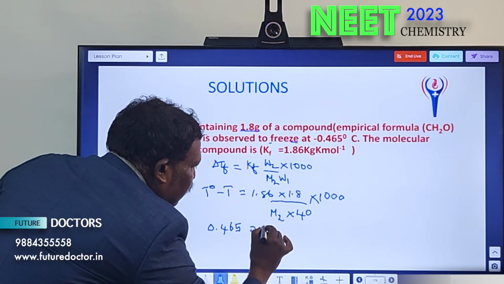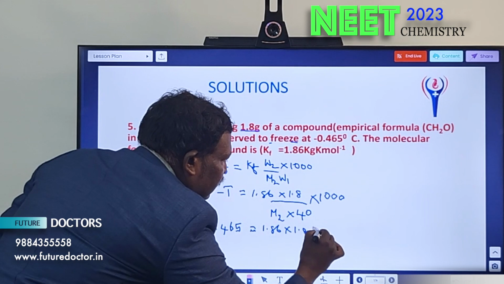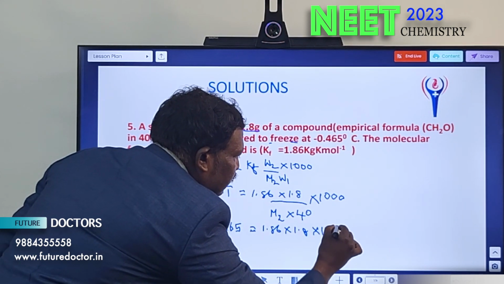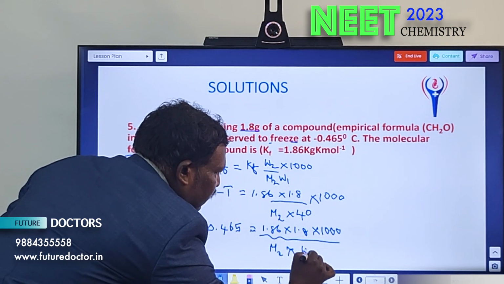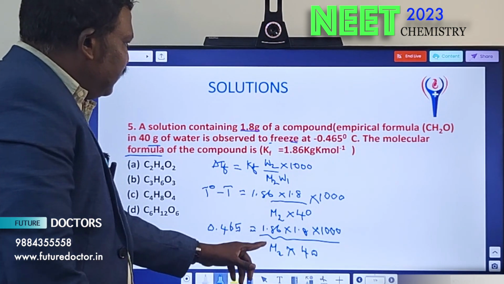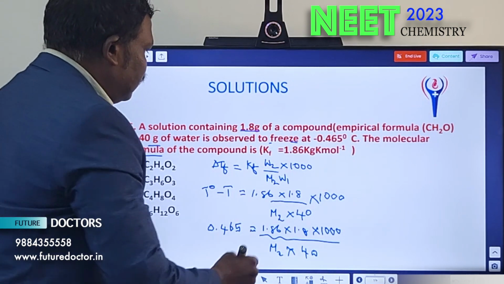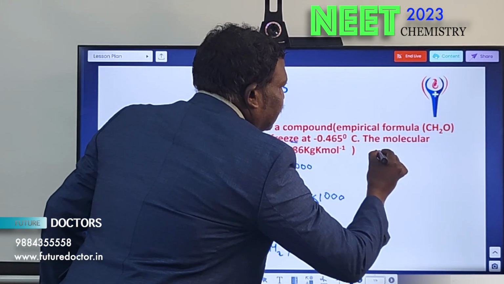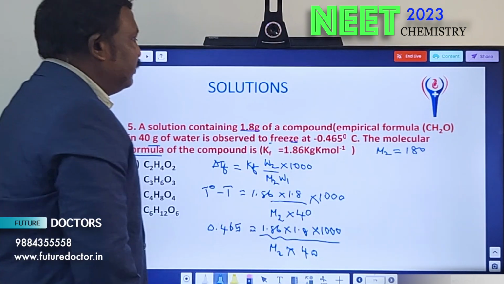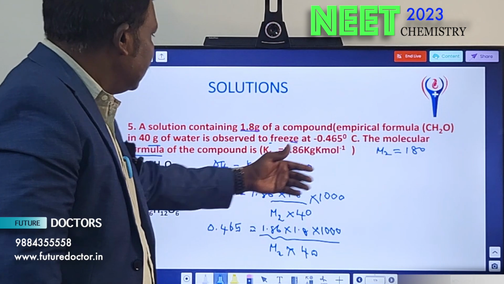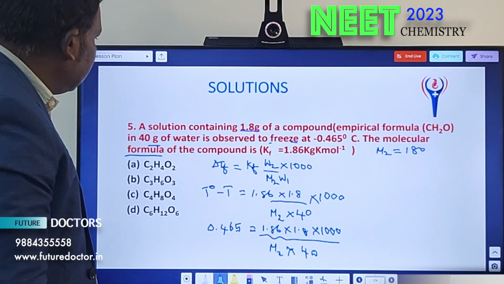Here, 1.86 into 1.8 into 1000 by M2 into 40. Understood? If you simplify, I know the answer, that's why I'm telling. If you simplify, we get the M2 value. Therefore, M2 is equal to 180. We only found the molecular mass, but they're asking to find the molecular formula.